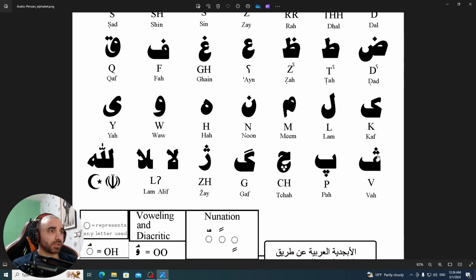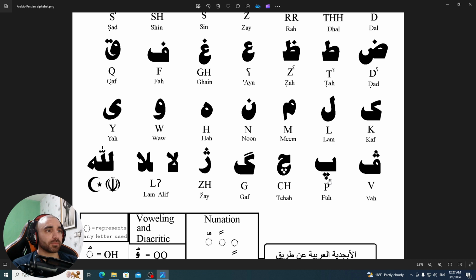Now we don't use this symbol that you can see here in Farsi. I don't know why it's here. I just got this from somewhere. But next one is p equals P sound in English. Next one is ch, like CH in English. Next one is g, like G. We also have j. This is like ZH in English.